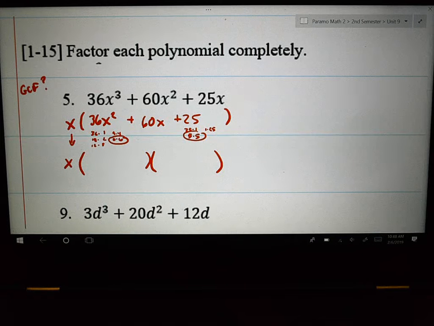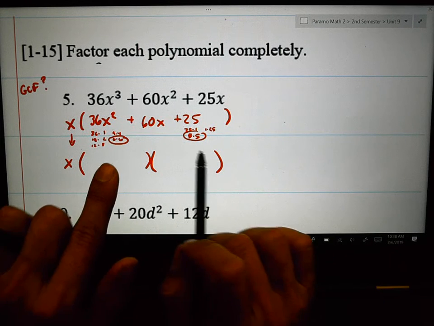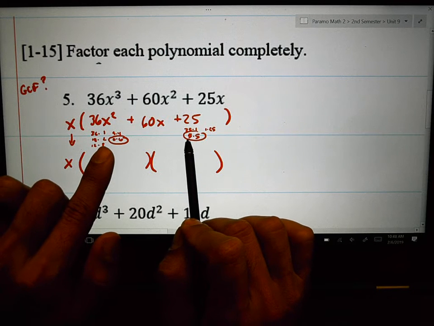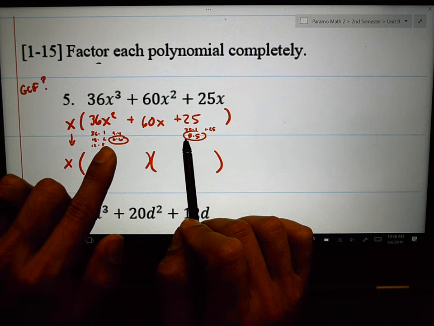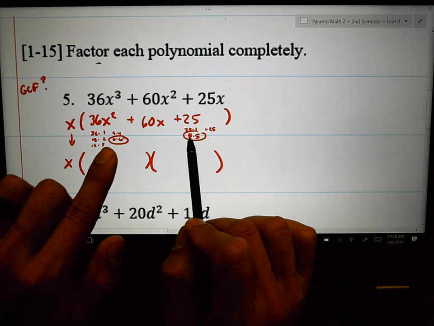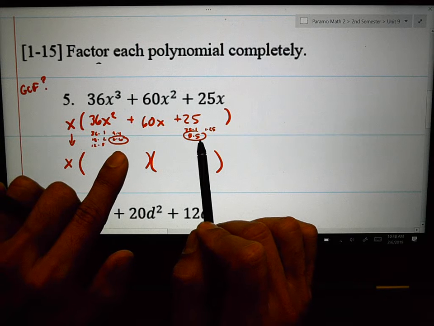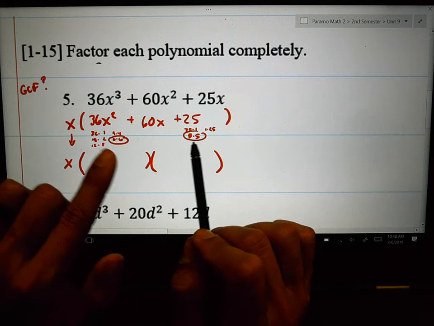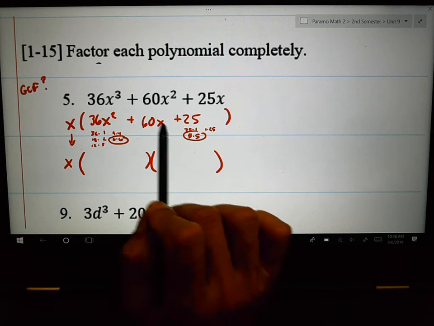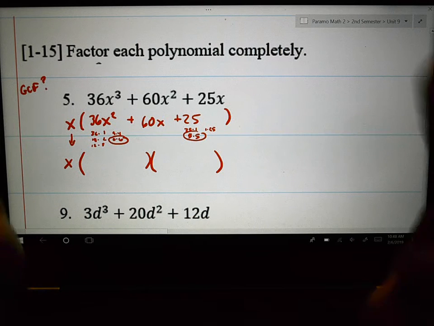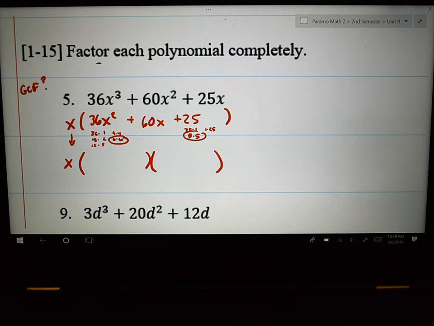Here's what I'm going to check before I write anything down. Left number times left number, 6 times 5 is 30. I keep that number in my head. Right number times right number, 6 times 5 is 30. Now put those two numbers together, 30 and 30. Does that make the 60 in the middle? If it does, you've picked the right numbers. If it doesn't, you have to pick a different combination of numbers. I got lucky. I picked the right one right off the bat.